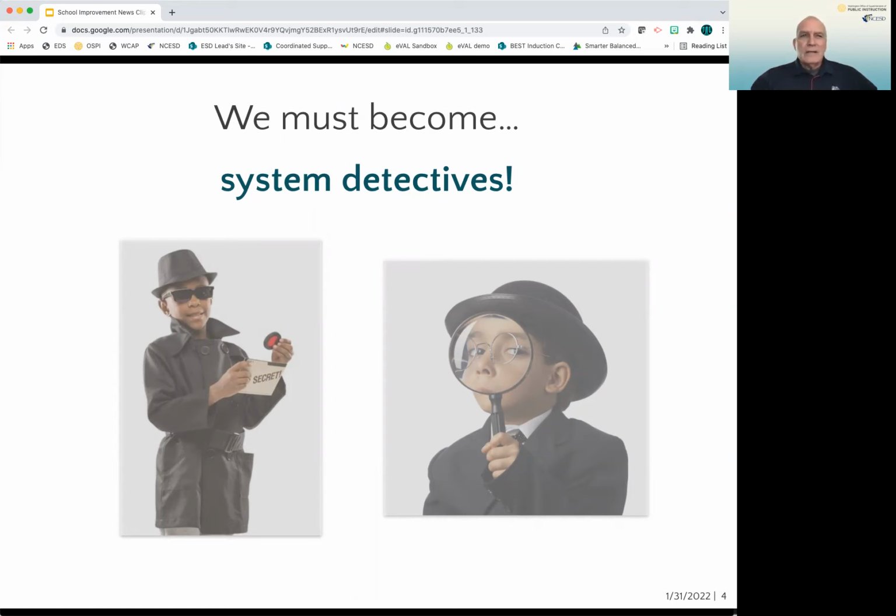Ask, what does this data tell us? As well as, what does it not tell us about the system? Identify areas of celebration as well as areas of concern. Prioritize your data concerns, identifying 2 to 3 areas that will become major focuses for further work.